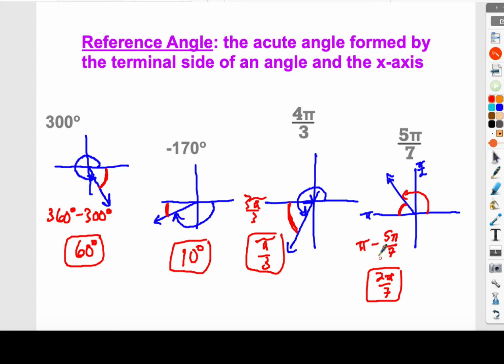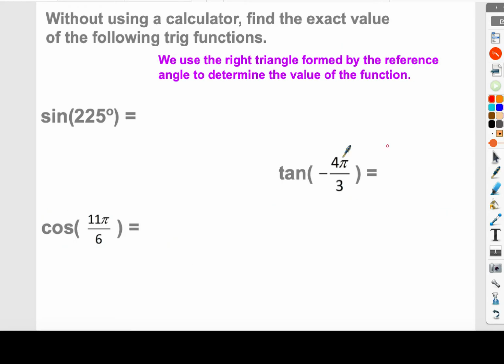Now, why do we care about reference angles? Well, the idea is, if we want to calculate trig functions, we can use the right triangle formed by the reference angle to determine the value of a function, right? Again, we're going to be talking about different quadrants, and we already know that in the different quadrants, sine typically refers to the y-coordinate, so there's the ability to have that be a negative value.